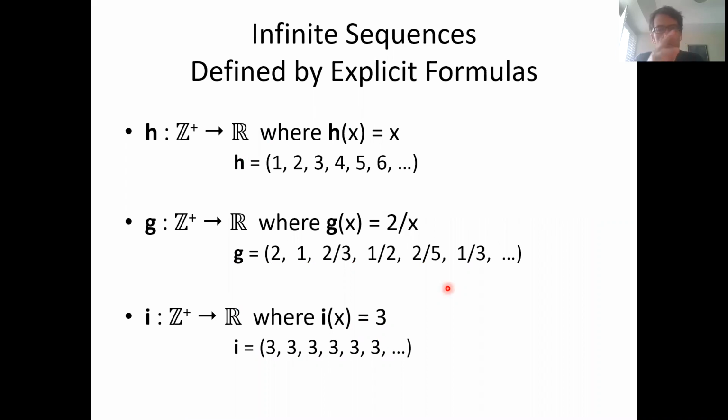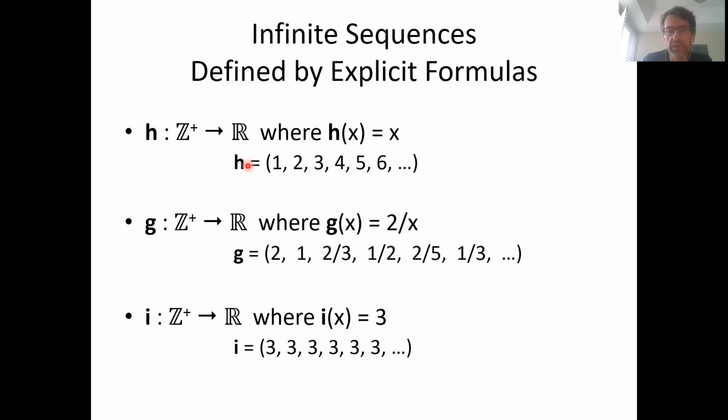All right. So you can have infinite sequences defined by explicit formulas. For example, a sequence H is defined, the first index would be 1, because that's the first element of the positive integers. And I define this sequence as basically an identity. So the nth element in the sequence is just n itself.